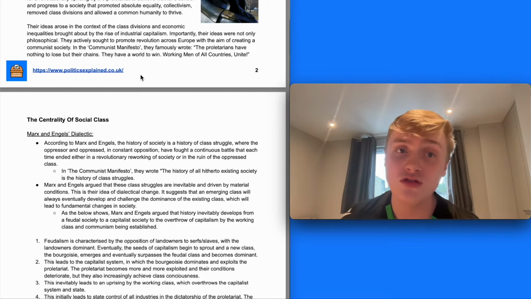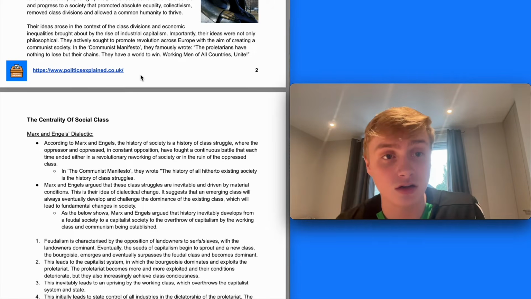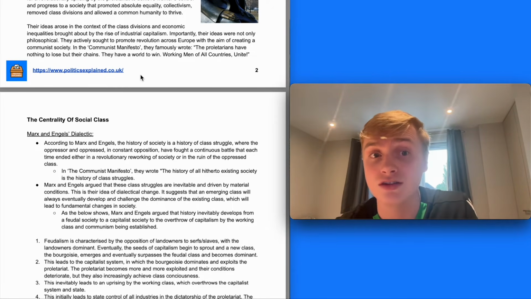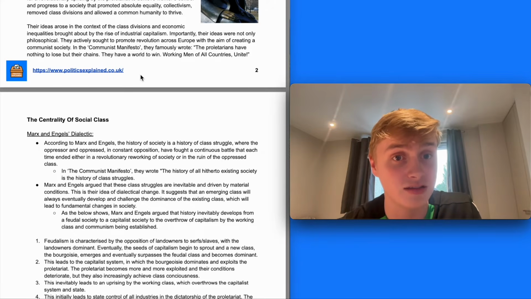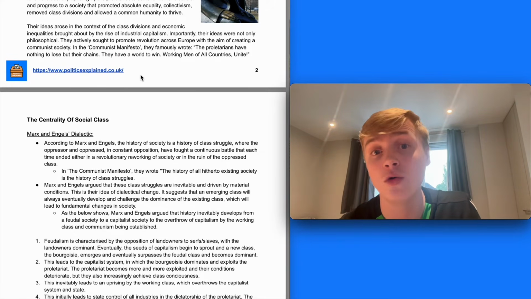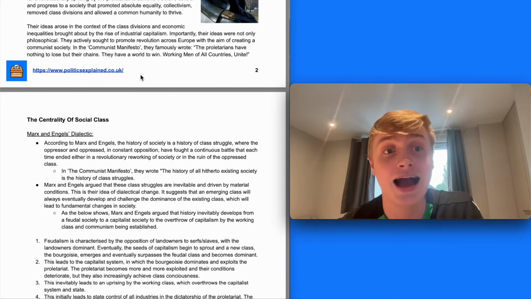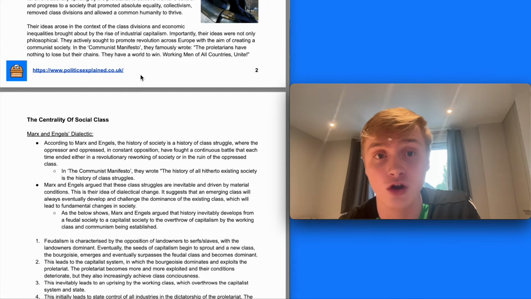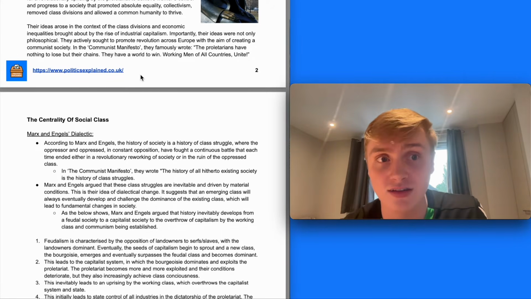Their ideas arose in the context of class divisions and economic inequalities brought about by the rise of industrial capitalism in the 19th century. And their ideas were not only philosophical, they actively sought to promote revolution across Europe with the aim of creating a communist society. So, in the communist society, one of their key quotes is "Workers of the world unite."